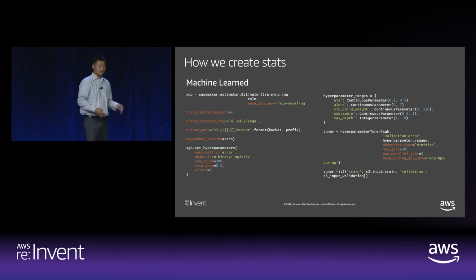We split our data into 70, 20, 10 train, validate, and test sets. And using SageMaker's automatic hyperparameter tuning, we're able to train and validate a model and return a best performing model.